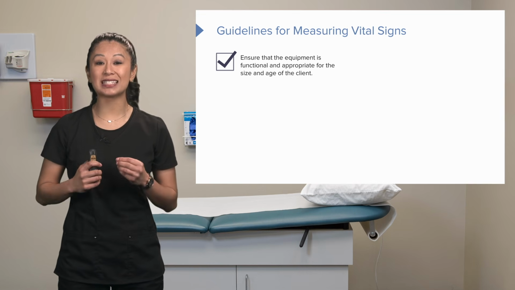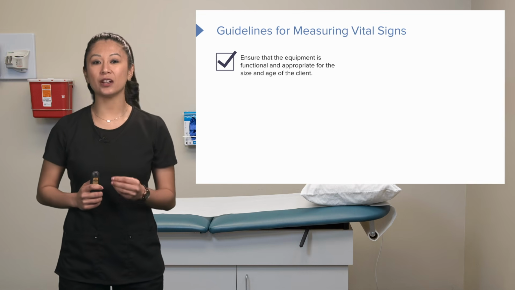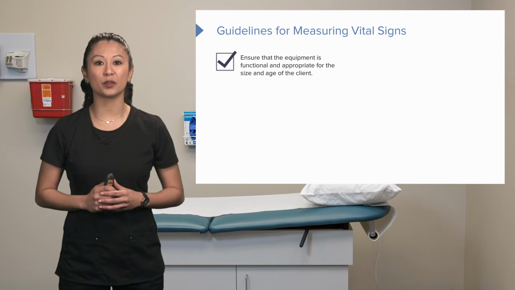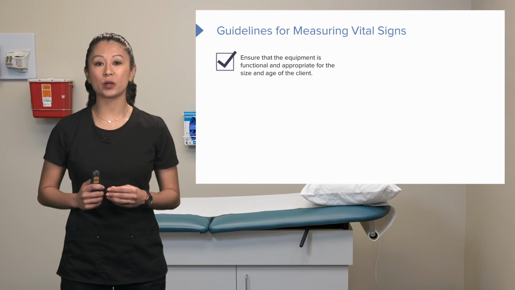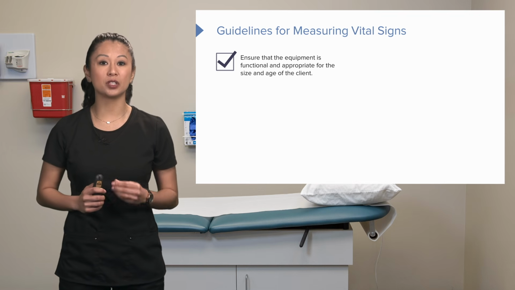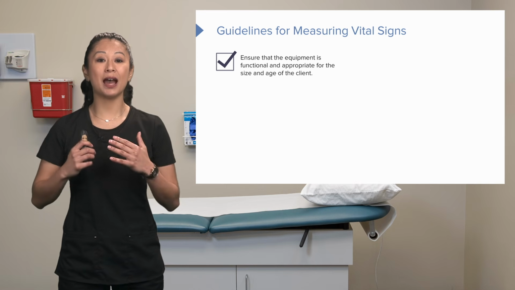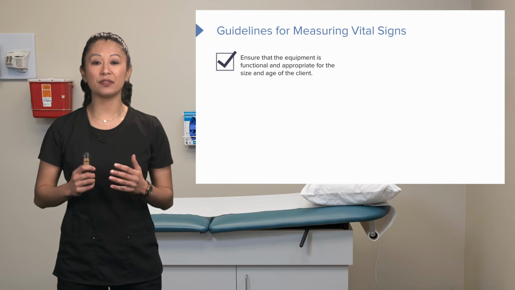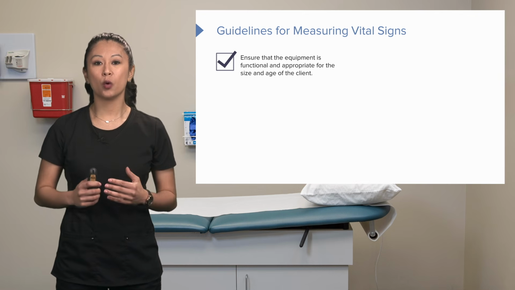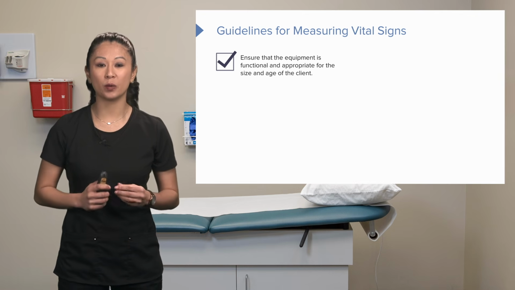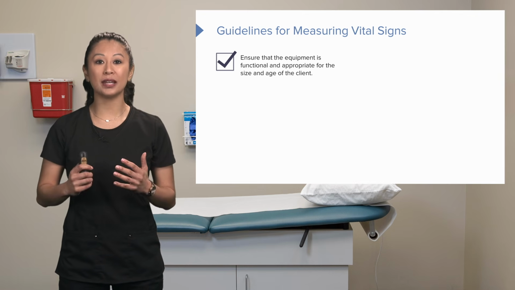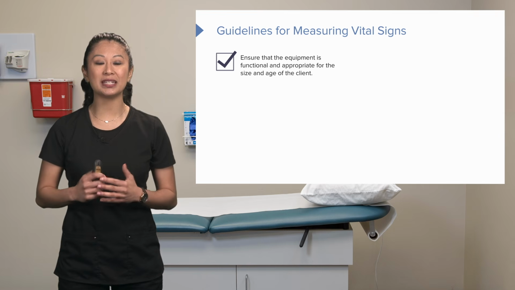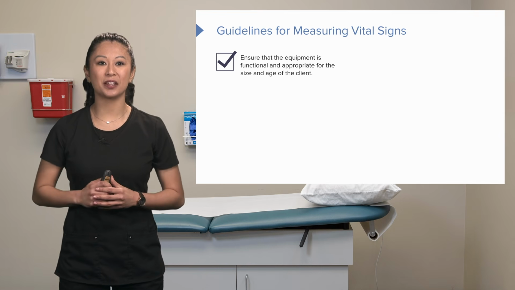Also know that the size of the cuff matters in regards to the accuracy of the reading. So if I have a really small cuff for a patient's arm, this can give us an abnormally and false high reading. The same is true if the cuff is far too large. We can have a false low reading. So this is important in regards to the size of our equipment and considering the age of the client.